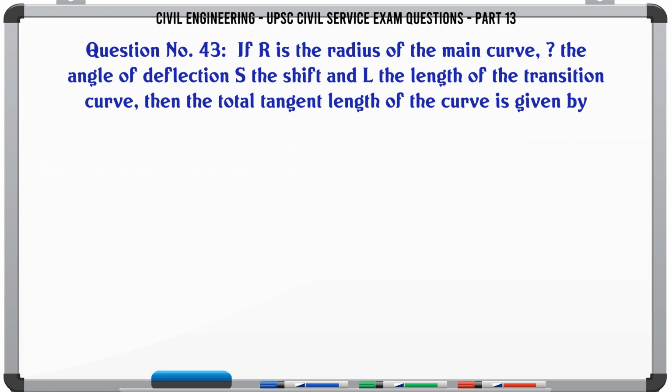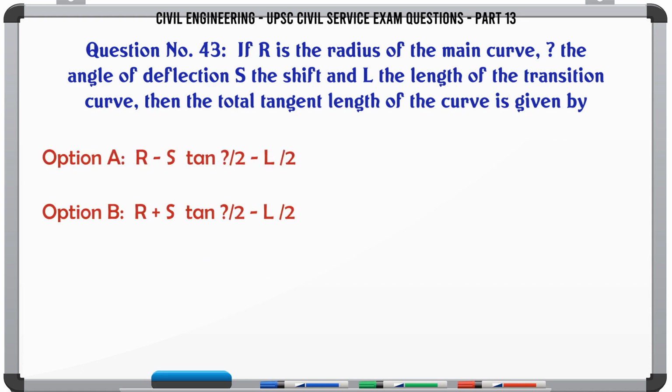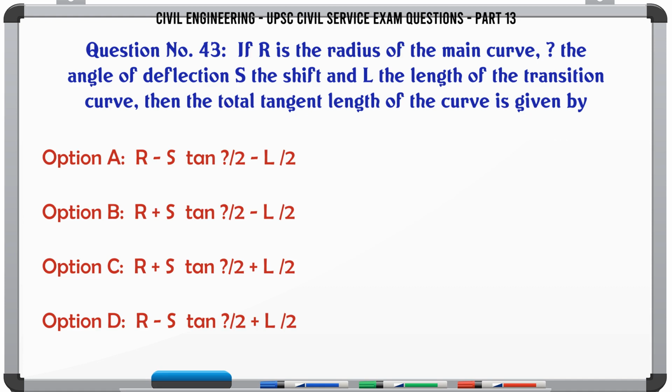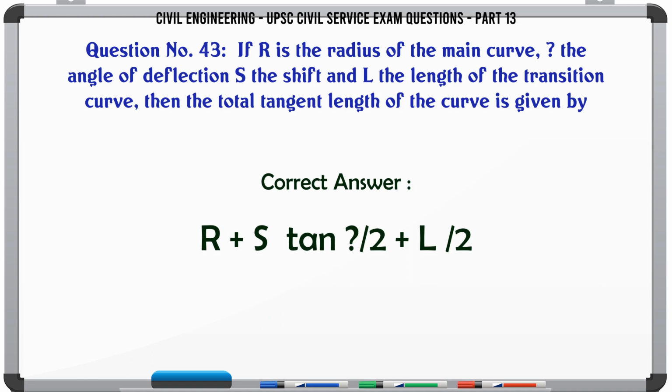If R is the radius of the main curve, the angle of deflection S the shift and L the length of the transition curve, then the total tangent length of the curve is given by A: R S tan 2 L2, B: R S tan 2 L2, C: R S tan 2 L2, D: R S tan 2 L2. The correct answer is R S tan 2 L2.